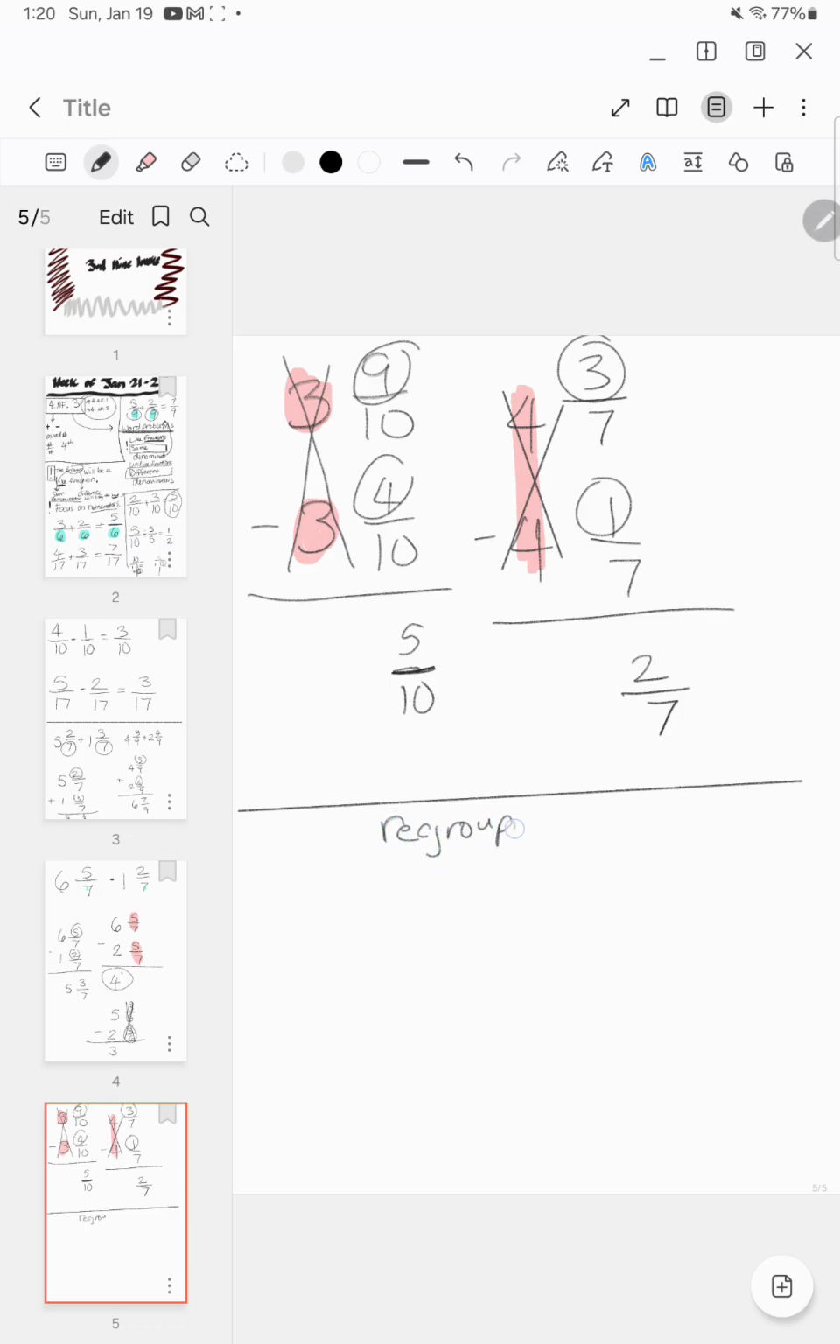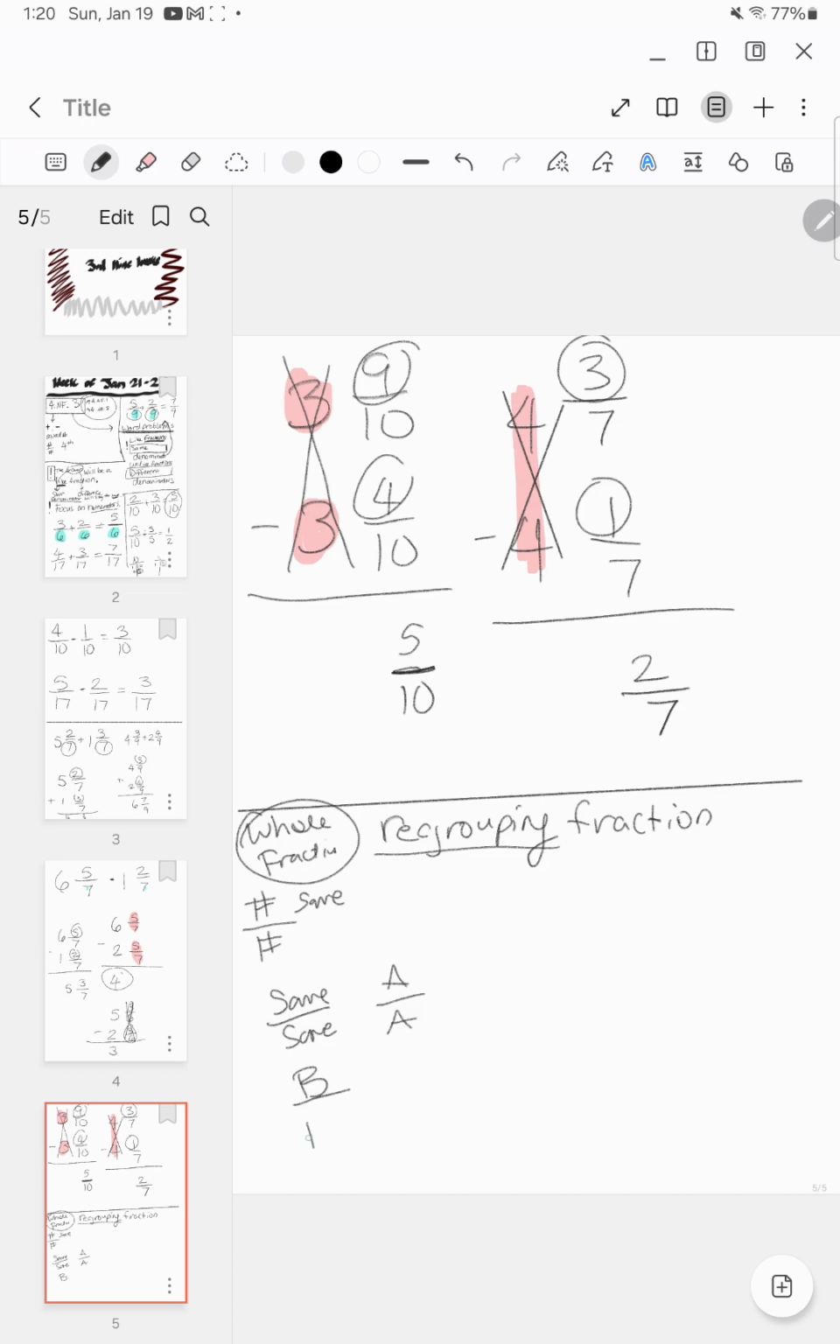Now, regrouping is what scares a lot of students because there is more than one step. Anytime we're regrouping fractions, you must remember what a whole fraction is, because we're going to need a lot of those. A whole fraction means the same number on top and bottom. Whatever number, it has to be the same number. I could even say A over A, B over B, C over C. It will be the exact same.